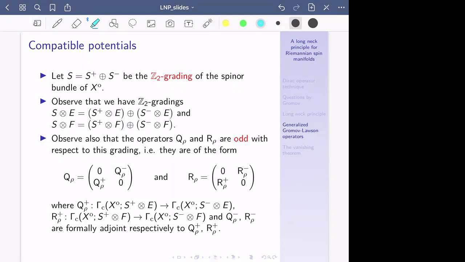So first of all, take S to be a Z2-grading of the spinor bundle. Now observe that we have induced Z2-gradings of S tensor E and S tensor F. And moreover, the operators Q rho and R rho are going to be odd with respect to this grading, which means exactly that they have this form, where the operator Q rho plus is the formal adjoint of Q rho minus and vice versa. And the same is true for R rho plus and R rho minus.